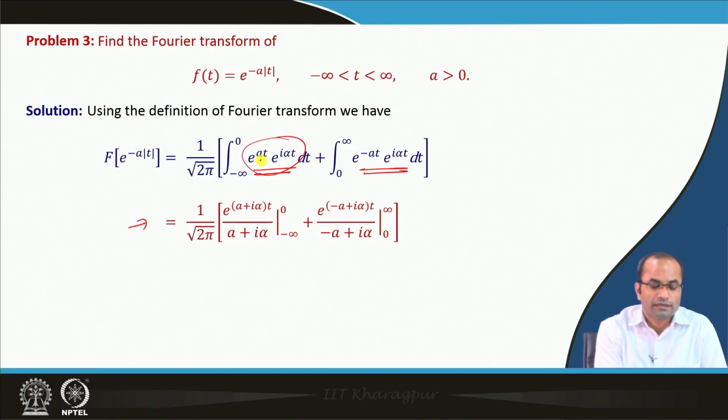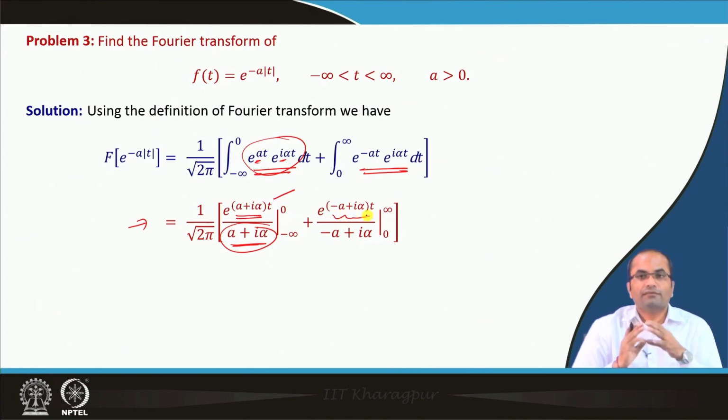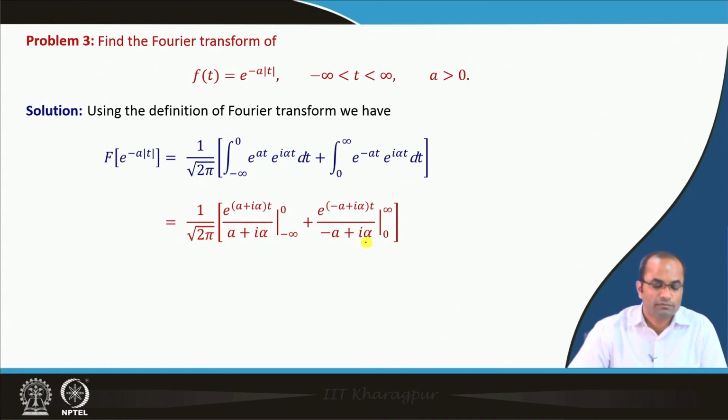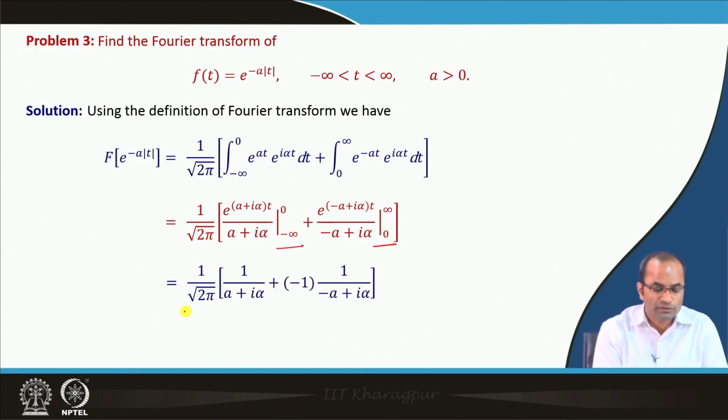So, we have here (a + i alpha) t, and after this integration, a + i alpha will come in the denominator. Here we have (-a + i alpha) t, and after integration, -a + i alpha will appear in the denominator, and then we have these limits, minus infinity to 0 and 0 to infinity. So, 1 over square root 2 pi, we have 1 over a + i alpha, because when we put this 0, then we will get 1.